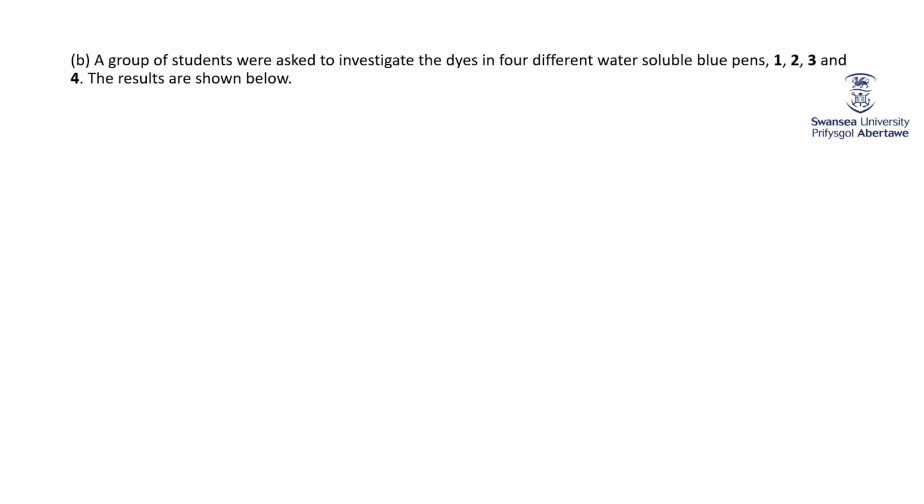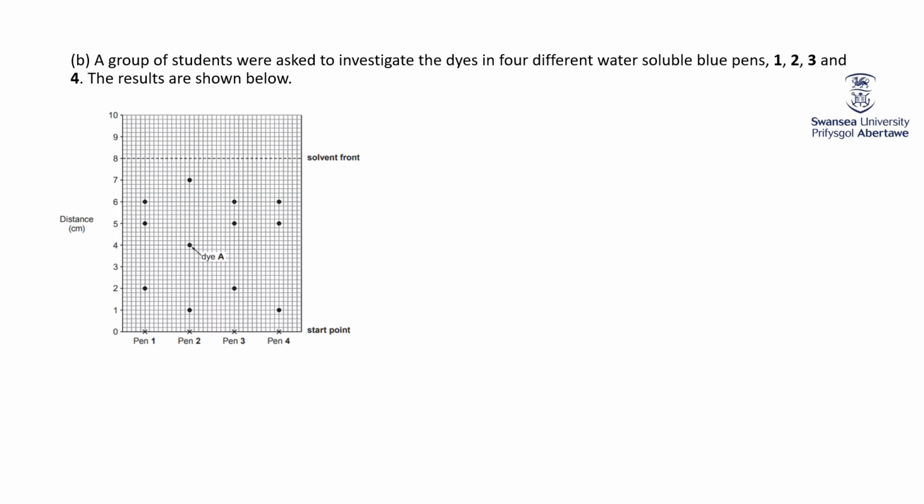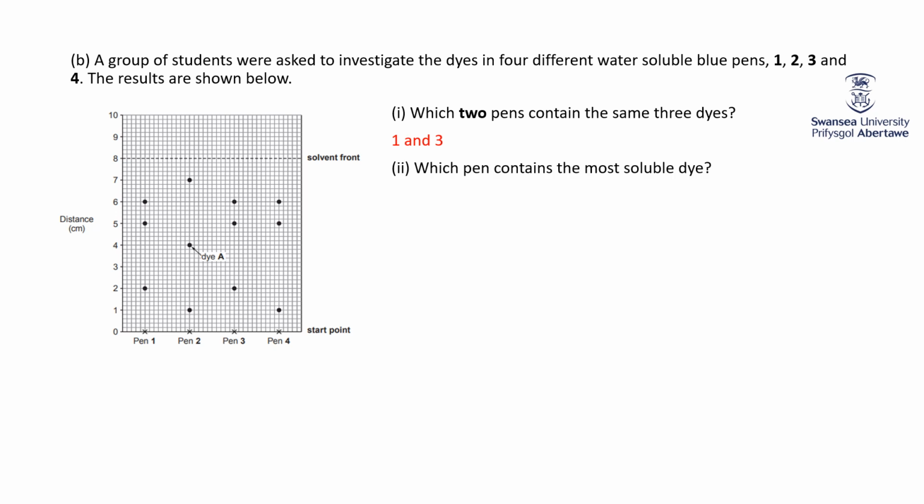Next part asks us to investigate the dyes in 4 different water-soluble blue pens, 1, 2, 3, and 4. The results are shown here on this chromatography. So which 2 pens contain the same 3 dyes? And the answer is 1 and 3, as they all contain spots at 2 centimeters, 5 centimeters, and 6 centimeters. So which pen contains the most soluble dye? This is pen B, because that is the one that has the spot closest to the solvent front. Sorry, pen 2, I should have said.